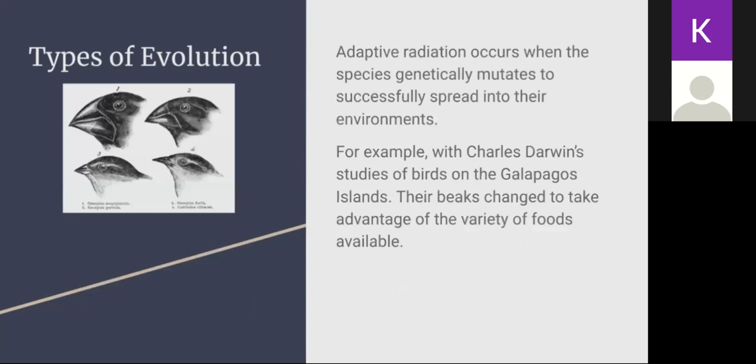Next is adaptive radiation, which occurs when a species genetically mutates to successfully spread into new environments. For example, with Charles Darwin's studies of birds on the Galapagos Islands, their beaks changed to take advantage of the variety of foods available.